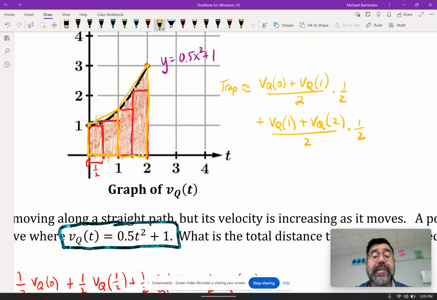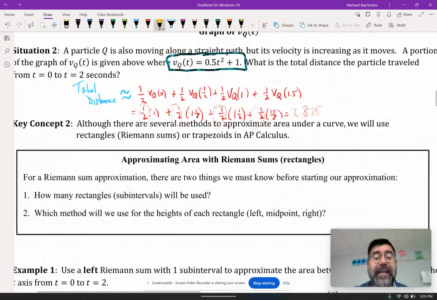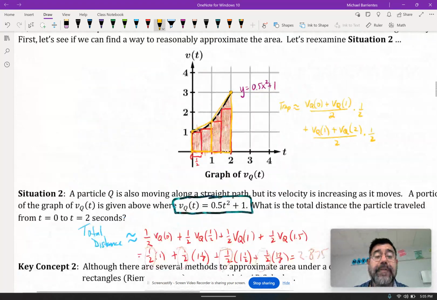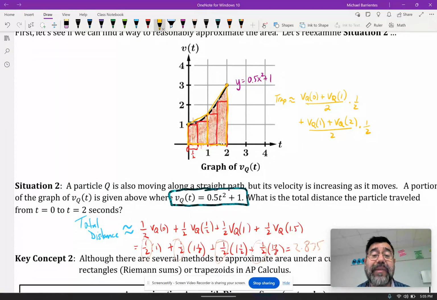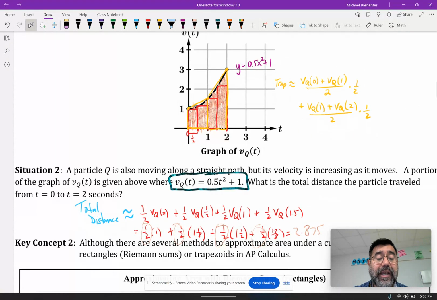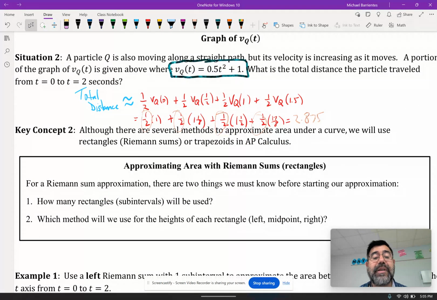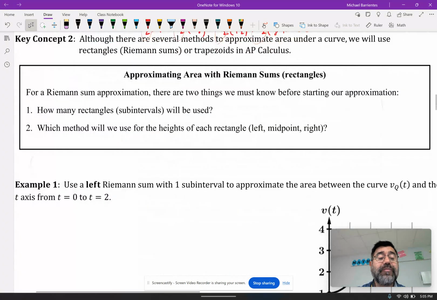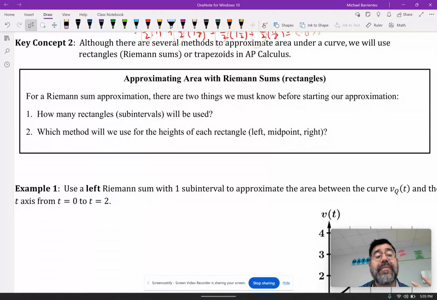The moral of the story is we're trying to find the area of a curved space, and that's not really possible with the formulas that we have. And so I guess key concept number 2 here is there's several ways to approximate area under the curve. In AP Calculus, we're going to use rectangles or trapezoids to approximate it. And so in the next video, as we use the Riemann sum approximation, we're going to figure out that the rectangles that we're drawing are actually called Riemann sums.